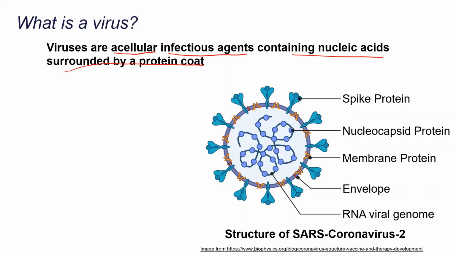It's some nucleic acids. It could be DNA or RNA, so some genetic instructions, and it's wrapped up in a protein coat. So here's the SARS coronavirus. You can see it's an RNA virus. So this is the RNA genome in here in the middle, and it's got a protein coat around it. And this one has a couple of other features, like some viruses, like this spike protein. This is what we're talking about when we talk about our vaccines. So that's what a virus is.